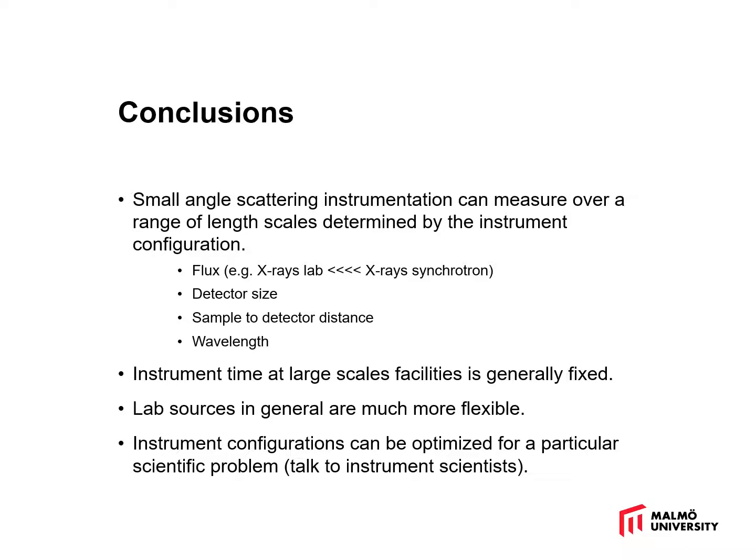In some cases, the Q min is determined by the flux. There's not so many neutrons or X-rays to count at very low Q. This is particularly the case for lab SAXS. Detector size, if you have a big detector or a bank of detectors, or some variation in wavelengths, such as the time of flight, you get a dynamic Q range which is much larger. In the case of pinhole SANS instruments on reactors, there's a change in sample to detector distance, and this takes time and has some disadvantages.